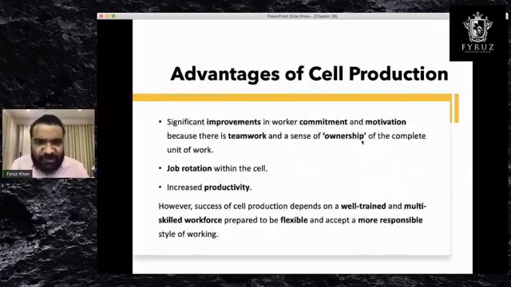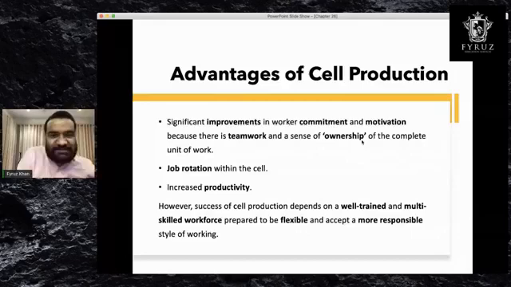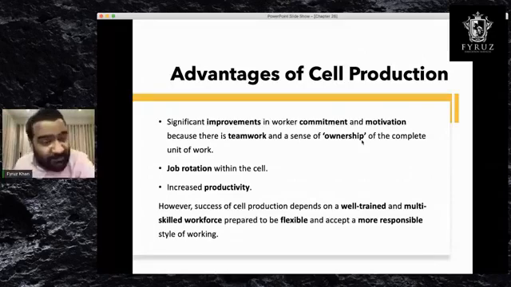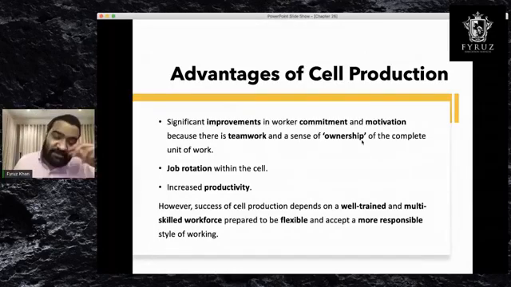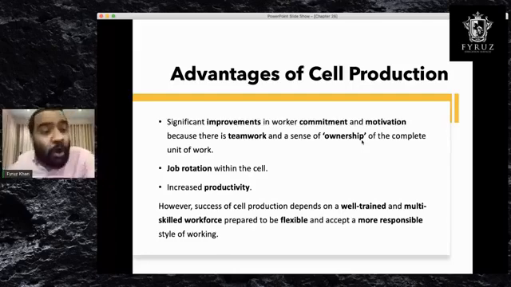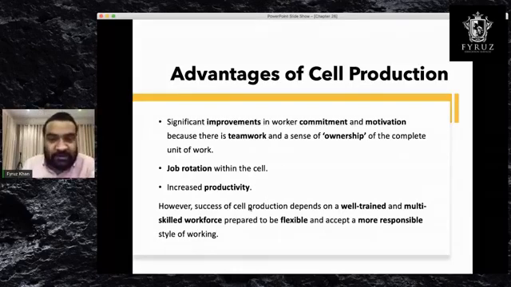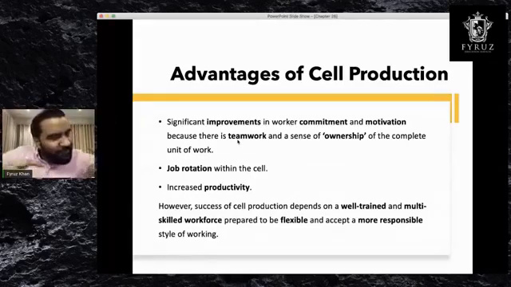So those are the cell production advantages. Everyone is motivated, everyone works in a team. When you're constantly doing one thing, you become very good at it. Let's say I've been assembling screens for 3 years, so I will be very good at it because that's what I have been doing for a long time. It'll increase my productivity.